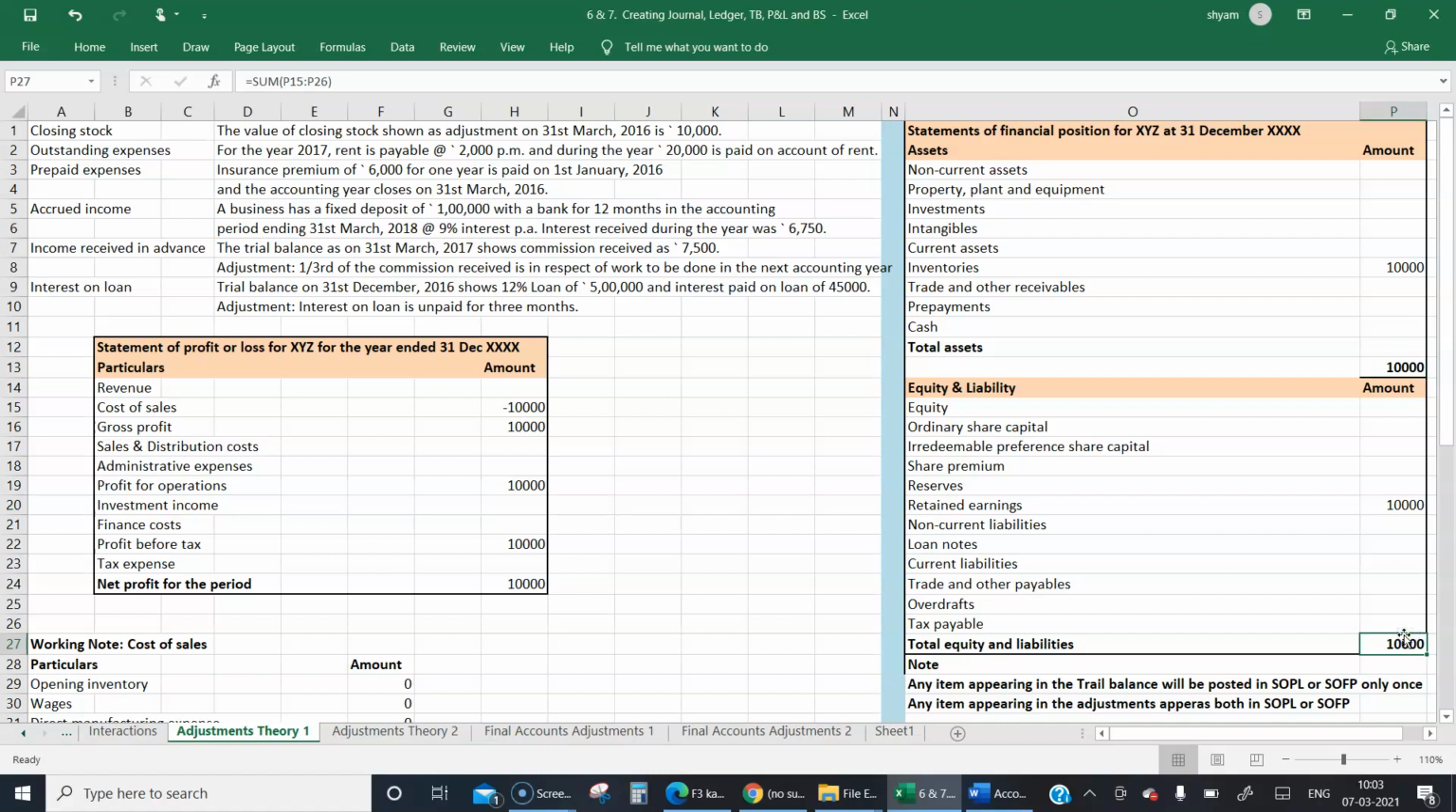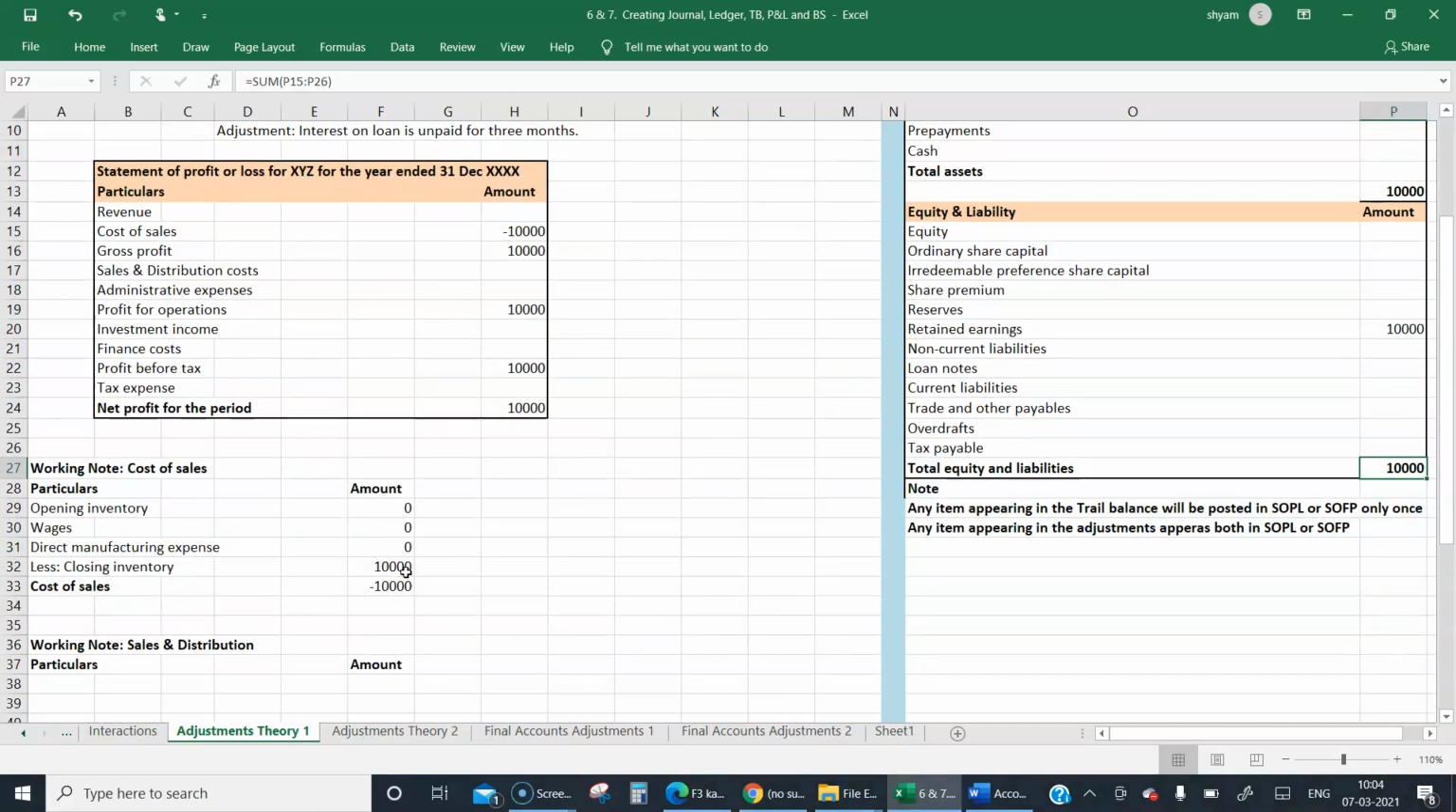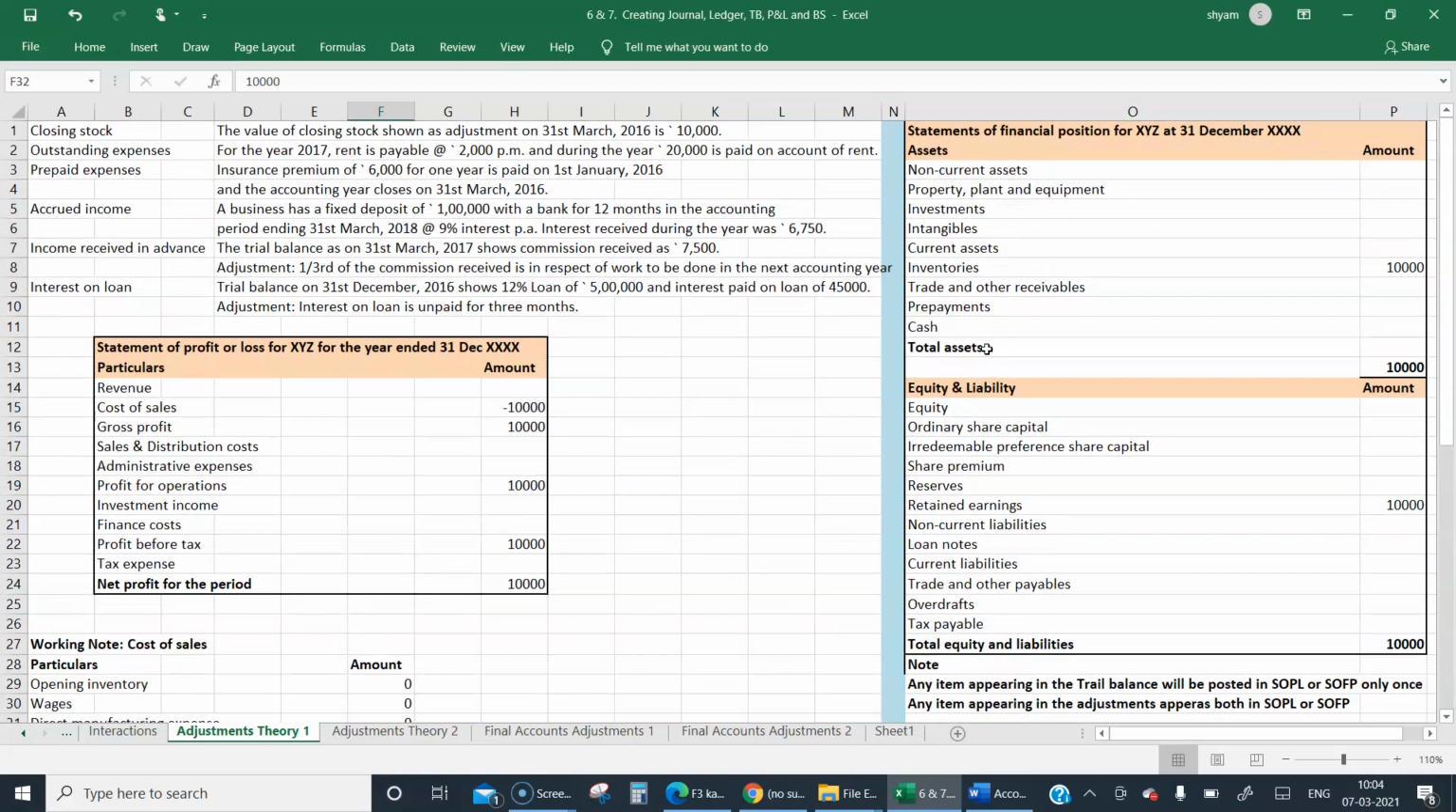So that's the concept here. Hope you got the idea. Your job is very simple: post once in cost of sales, in closing stock, and post once on the asset side. That's about the concept here.